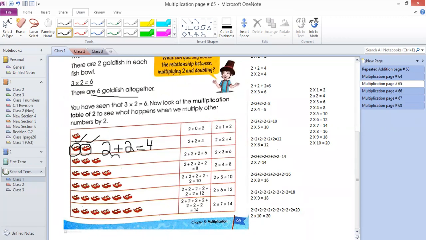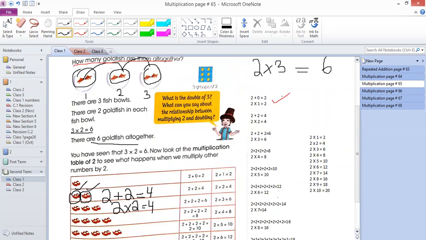Or you can simply say that in one group there are 2 fishes and such 2 groups are there. So there will be total 4 fishes. So the answer will be this. So there are total 4 fishes. Is it clear, guys? Yes, sir.